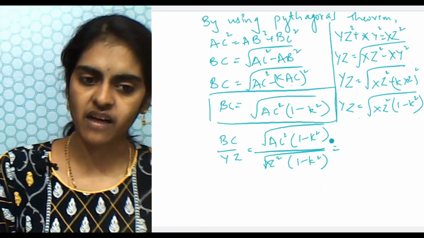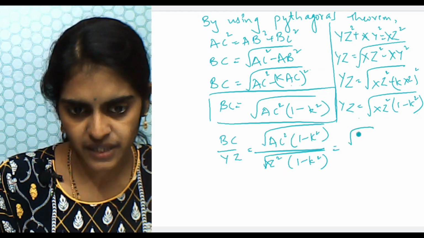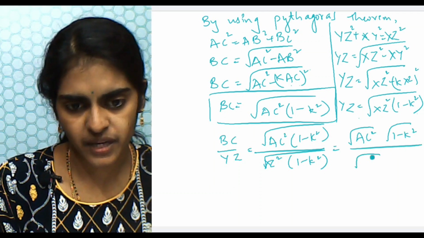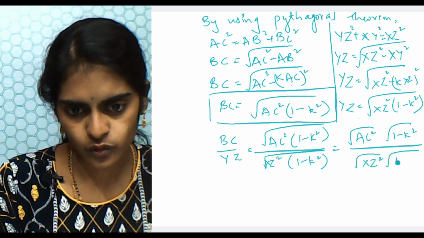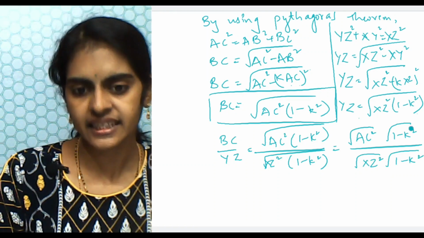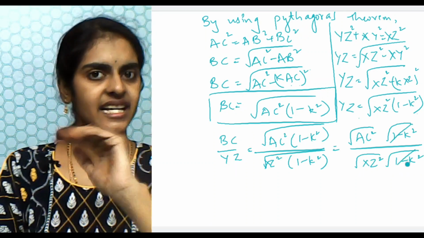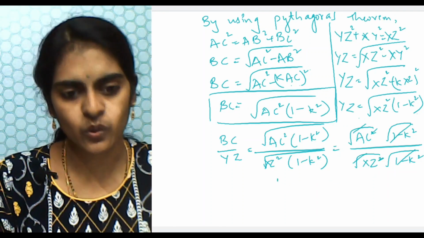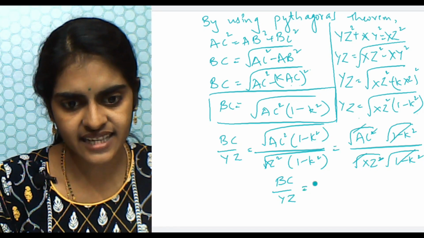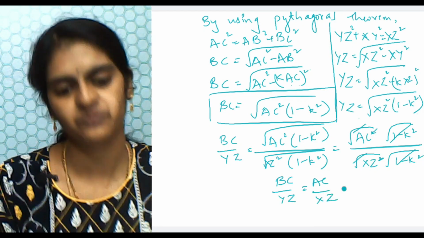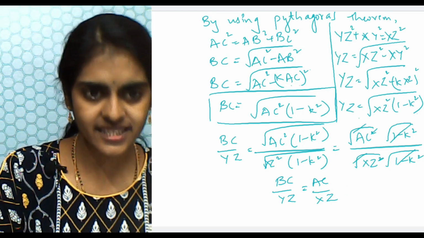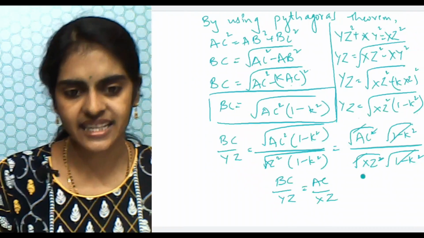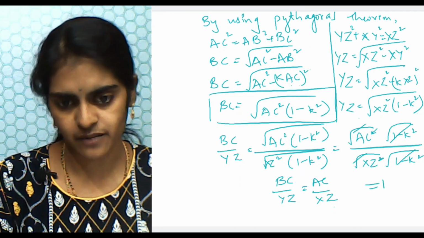Now, separating the square roots, you will get it in this way, divided by XZ, root 1 minus k square. This root 1 minus k square, root 1 minus k square gets cancelled. So you have BC by YZ is nothing but AC by XZ. You got a relation. Now just go back and see. You have AC by XZ equal to k, isn't it?